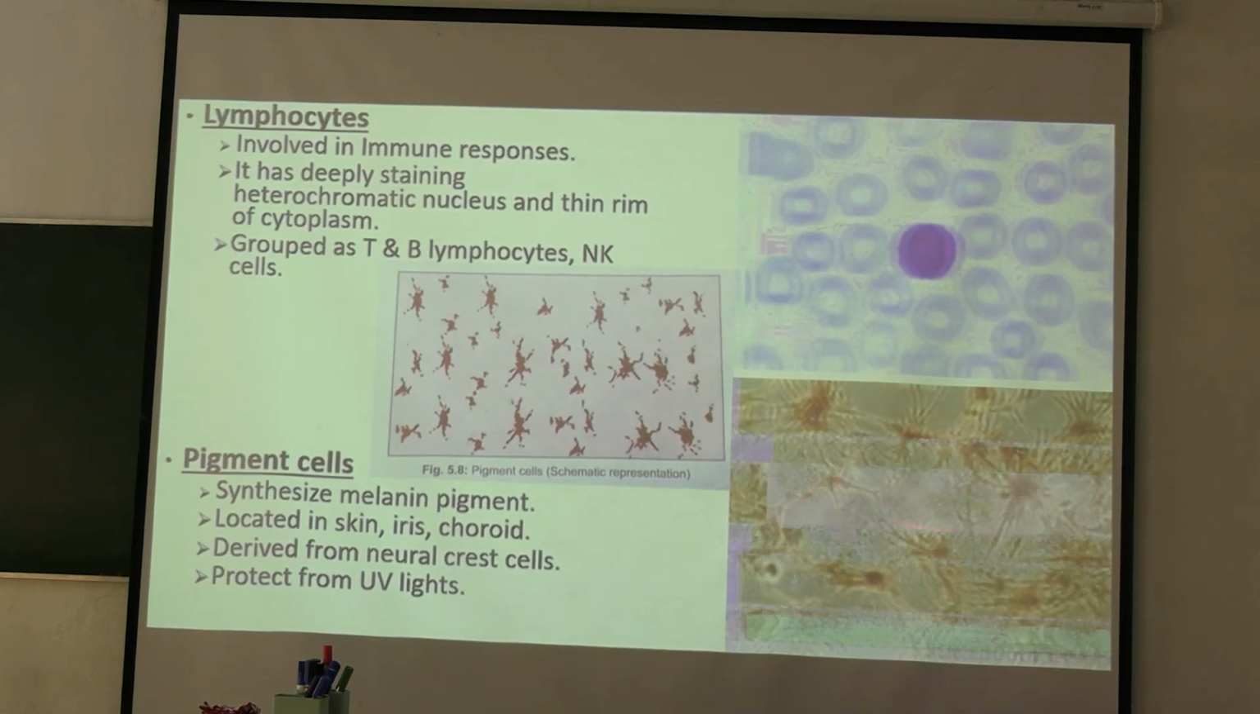Here, this is distorted actually. These are the pigment cells, the brown colored ones.